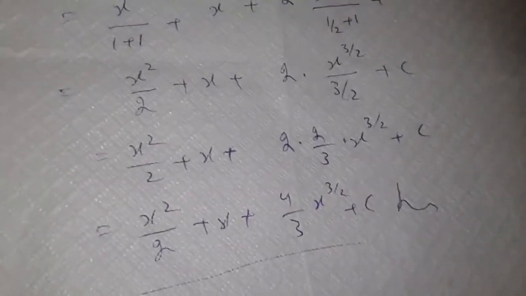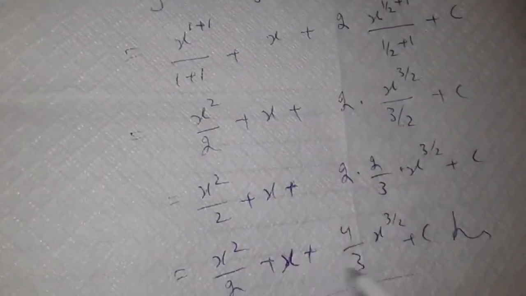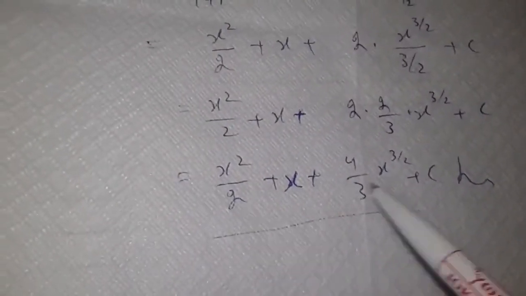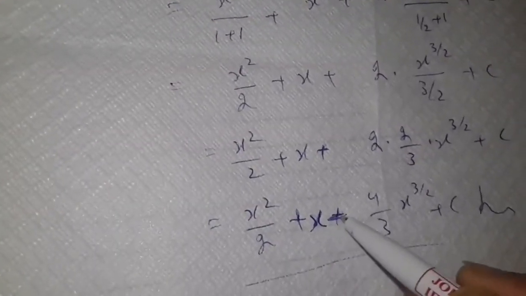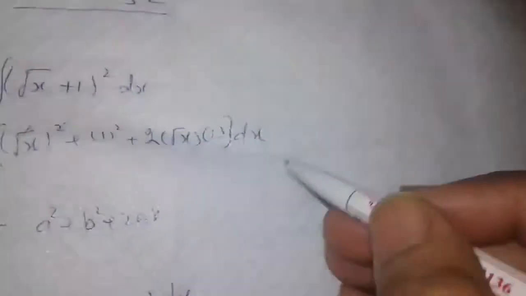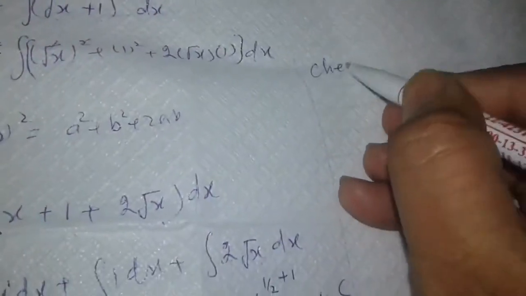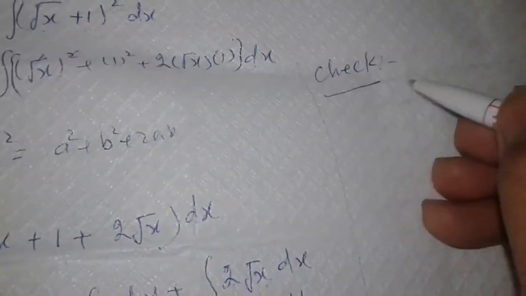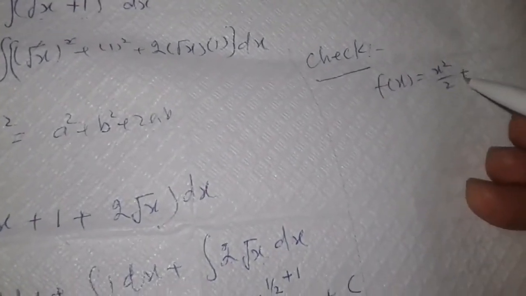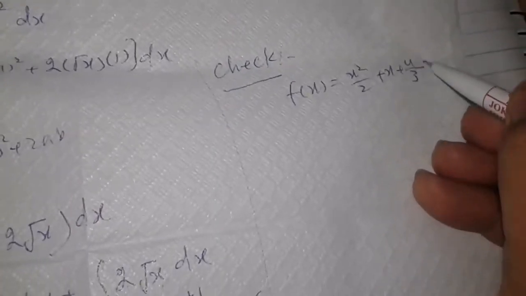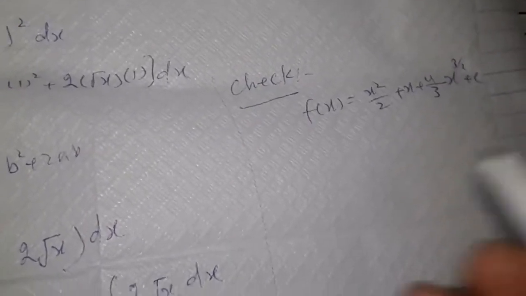We don't know whether it is right or wrong, so to prove it we will take its derivative again. This checking is not a part of this question; I am doing it myself just to check whether our integration is right or wrong. So to check, this is f of x: x square over 2 plus x plus 4 by 3 x power 3 by 2 plus c.